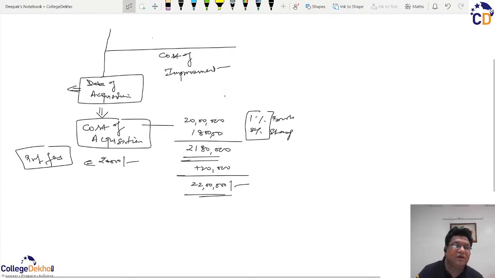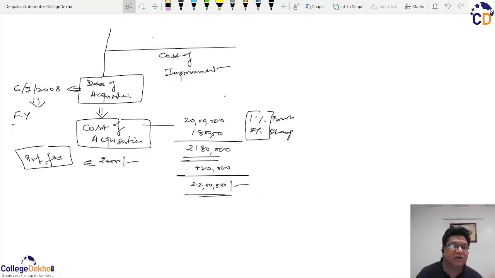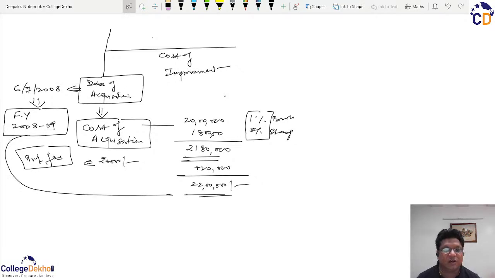So if we believe that the date of acquisition was 6 July 2008, this will correspond to the financial year 2008-2009. So we have acquired an asset on 6 July 2008, which corresponds to the financial year 2008-2009, and for that the effective cost of acquisition incurred is rupees 22 lakhs.